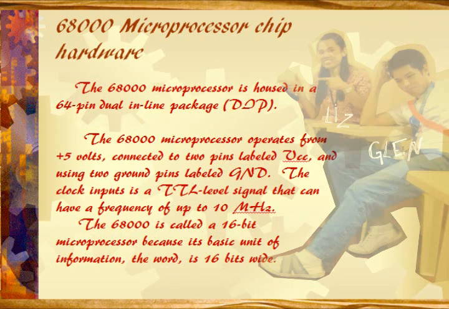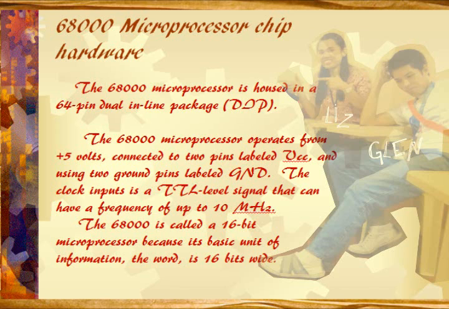68000 Microprocessor chip hardware. The 68000 microprocessor is housed in a 64-pin dual inline package. This convention is intended to distinguish between signals that are active in low or logic 0 state and signals that are active in the high or logic 1 state.